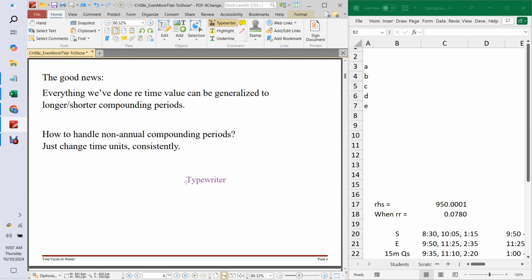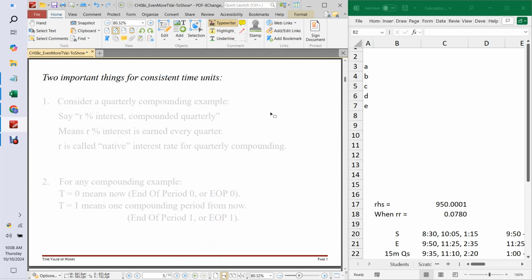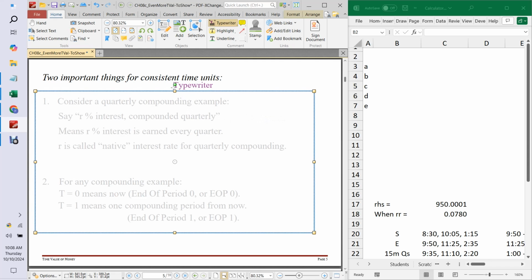We're just going to change our time units consistently. So this is going to work exactly like doing calculations in inches instead of feet, centimeters instead of meters, something like that. So that's all we have to do, is be careful about our time units. So two important things that we've got to watch to make sure we've got consistent time units. The first one is really well illustrated with an example.